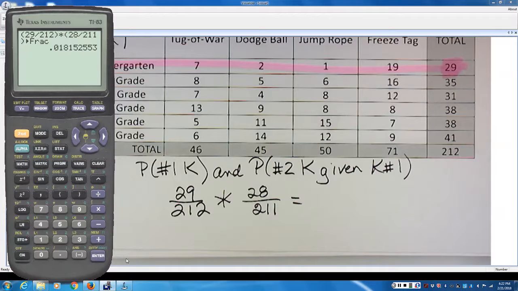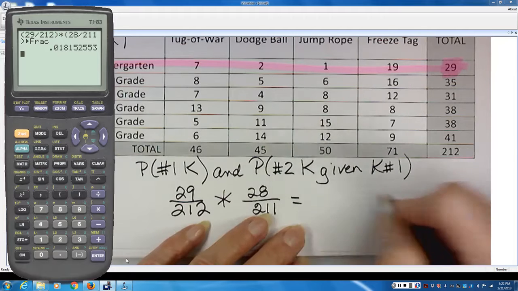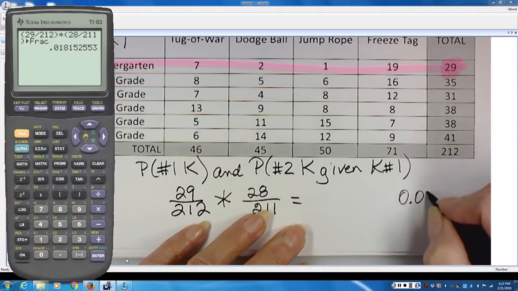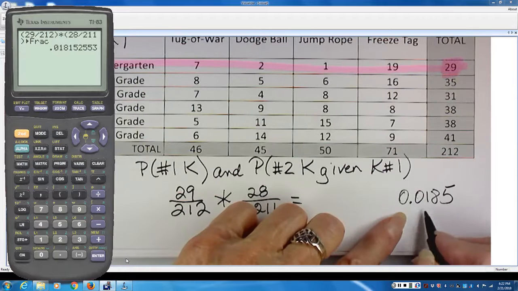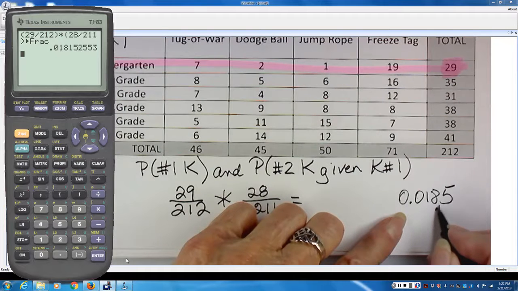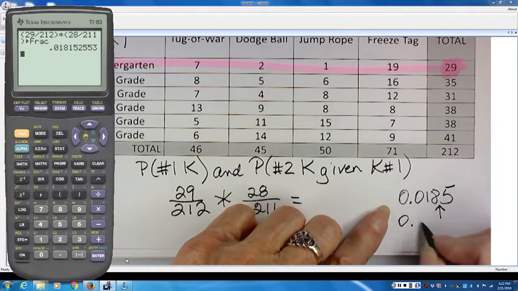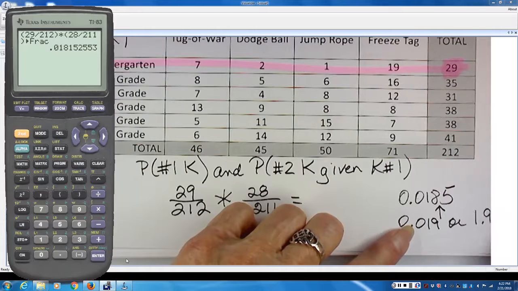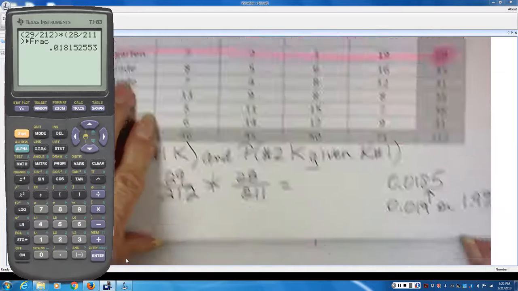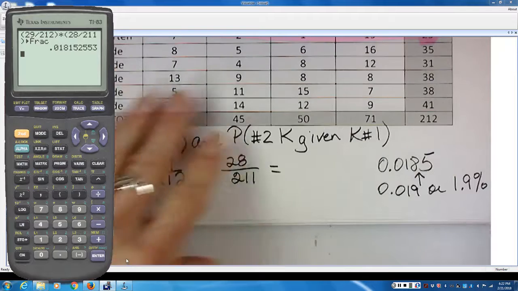And it didn't like that at all. It said, no, I'm not doing that as a fraction. So when it does that, you don't have to put the answer as a fraction. The answer is 0.01815. And if I were rounding this to 3 decimal places, that would be 0.019 or 1.9%.